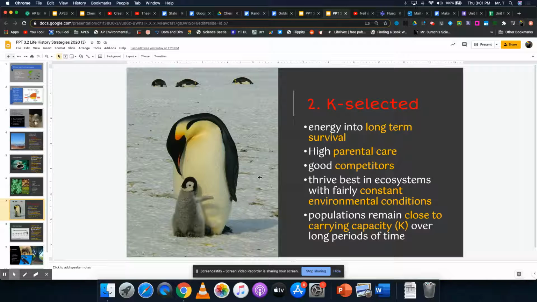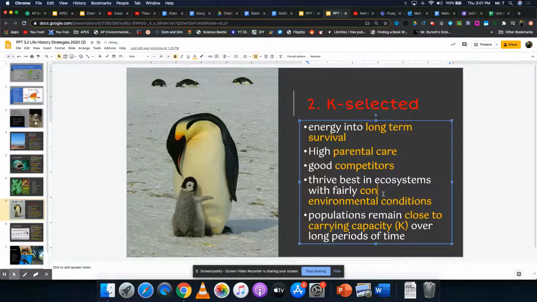They do best in ecosystems that are fairly consistent. I wouldn't say constant. For instance, bears, they live through all 4 season changes, and they do very well in all 4 seasons. So it's not necessarily constant. We're looking for consistent environmental conditions. Let's change that. There we go.